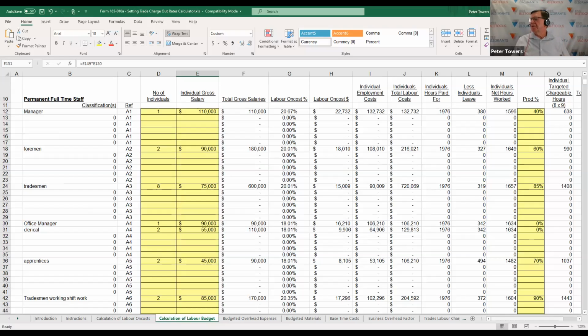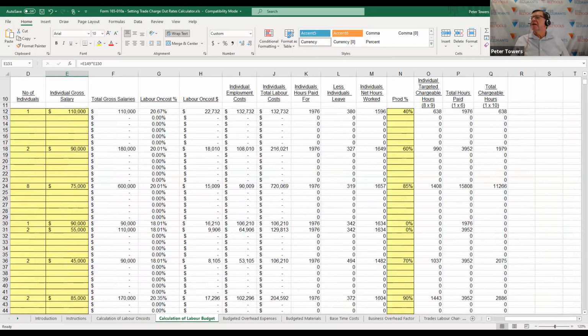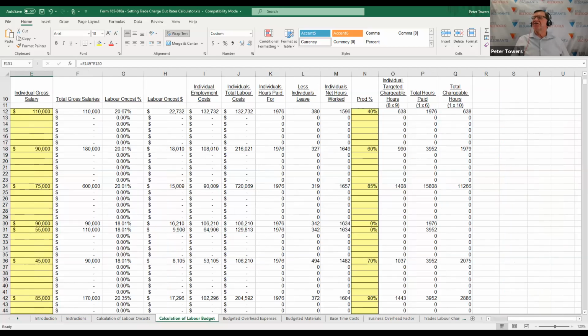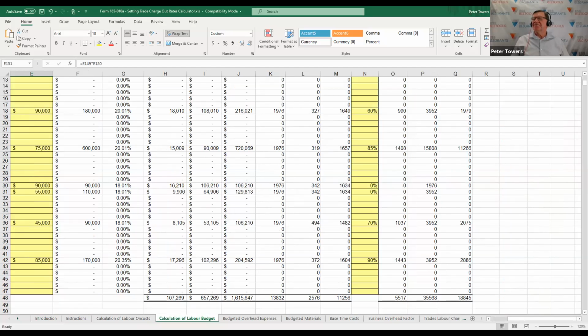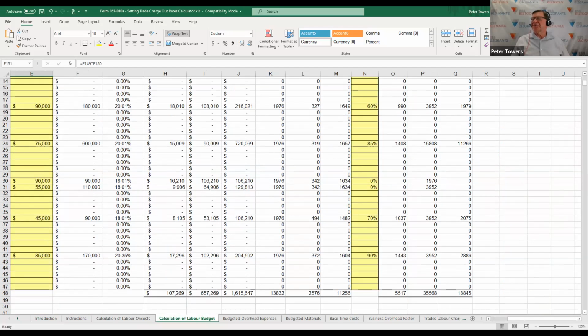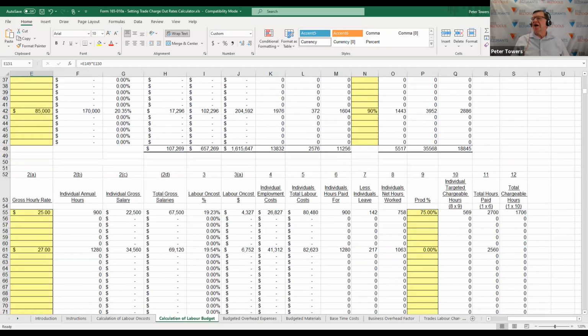So I'm just going to move the screen across a little bit, so hopefully you can see all this on your computer screens. So we've moved it across. The top category there is the manager, the individual targeted hours. We've paid him for the 1976, but we're receiving 638 because there's only one of him. So the system goes through then and calculates based on these percentages, which you can change at any time, of course, what the chargeable hours are going to be.